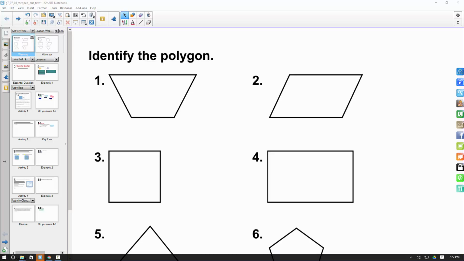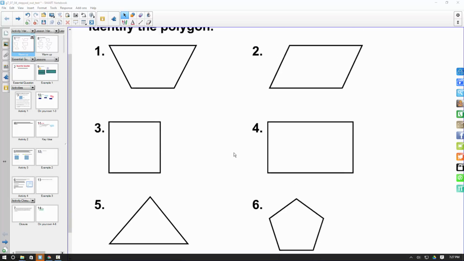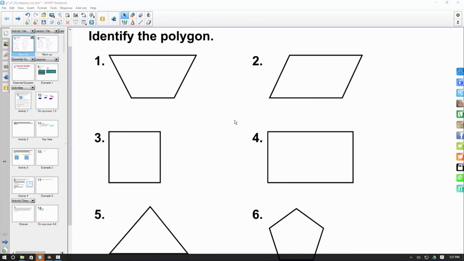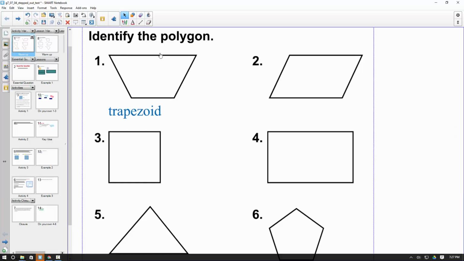All right, so this video will focus on 7.4, and we're really identifying various polygons today. So the very first thing I want you to do is take a look at these 6 different shapes and try to think about what they actually are. So the first one, if I look, is a trapezoid. I can see that I have 2 parallel sides. These right here are going to be the same length as well.